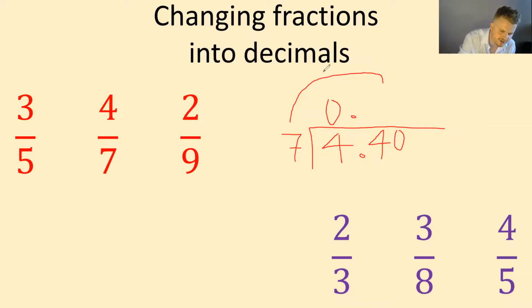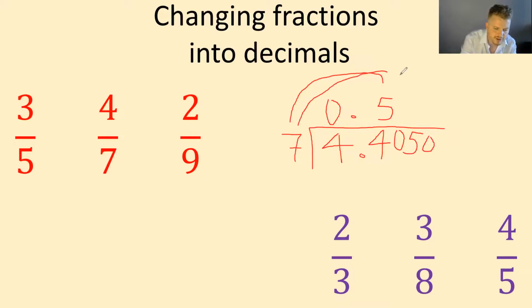Okay, so how many times does 7 go into 40? 7, 14, 21, 28, 35. If I go up to the next one, it's going to go above 40. So 35, it goes in 5 times. Now we landed on 35, so we have a remainder of 5. Add a placeholder, it becomes 50.